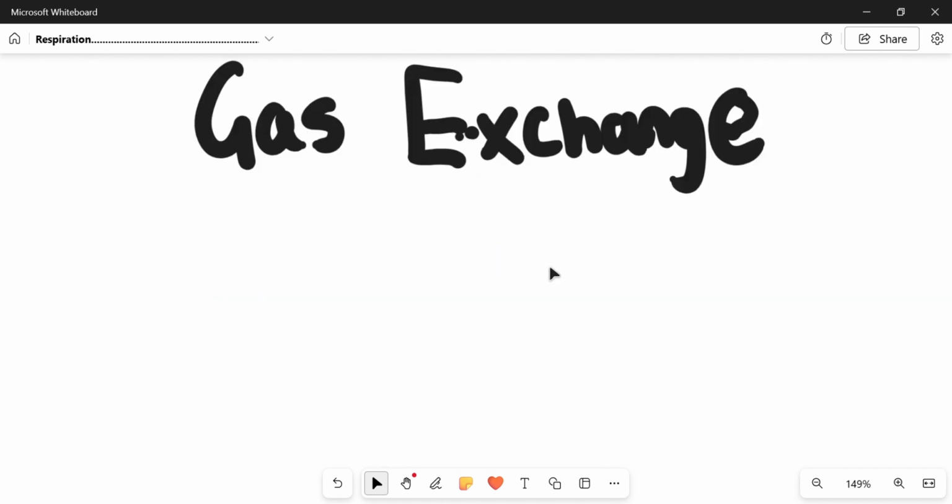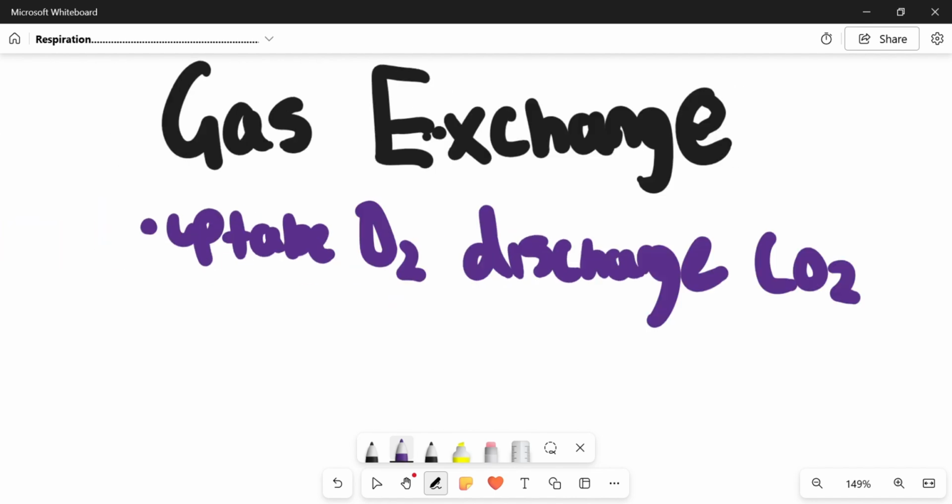So gas exchange essentially refers to the uptake of oxygen and the discharge of CO2. Another key thing to actually understand about gas exchange is the idea of partial pressure. So a particular gas within a mixture of gases will exert a pressure, because all gases will exert some sort of pressure, and this particular gas's pressure that it exerts is called the partial pressure. And knowing partial pressure of a gas essentially allows us to predict its movement, as gases will always move from a region of high to low partial pressure.